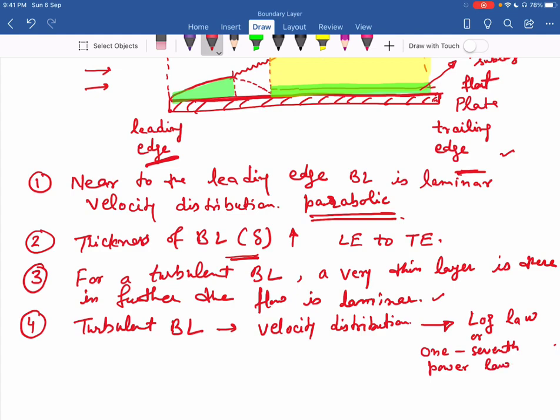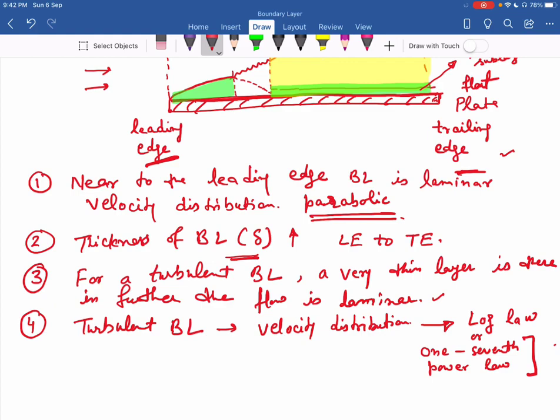Okay, so we will see this further in the coming topics. So what is the meaning of the 1/7 power law? This is how velocity varies within the turbulent flow. There is a relationship between u and y, and for turbulent flow, that variation is in the form of logarithmic nature.